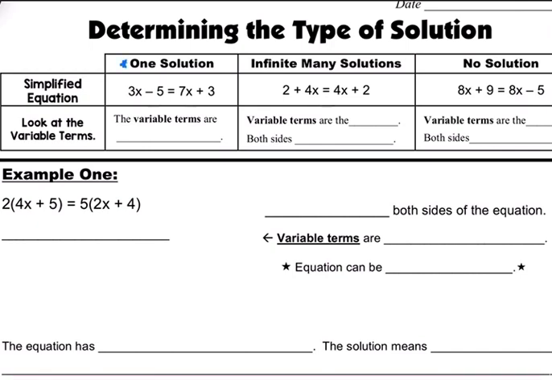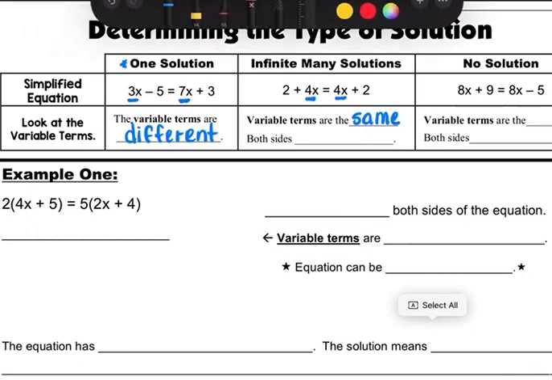This is something you truly need to know, how to determine the different types of solution. If it is one solution, the variable terms are different. What are the variable terms in this case? 3x and 7x. 3 and 7 are different numbers. They're on the opposite sides of the equal sign, so the variable terms are different. That's how you know you have a one solution equation. When we look at infinitely many solutions, the variable terms are the same, and both sides of the equation are considered the same or are equal.